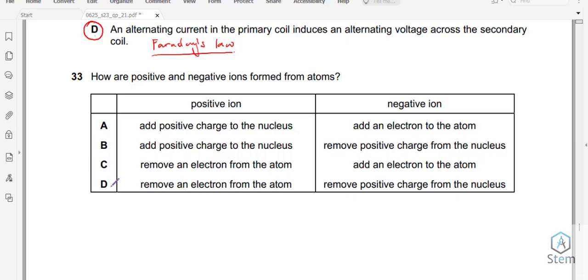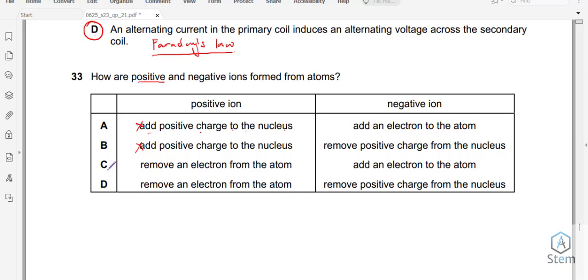How are positive and negative ions formed from atoms? A positive ion is an ion that has more protons than electrons. So if you have an atom and you remove an electron, you are going to leave an ion which has more protons than electrons. So add positive charge to the nucleus. Actually, we don't get positive ions by adding protons to the nucleus. That process is very difficult. So this is not the right way. Add positive charge to the nucleus, that's not correct.